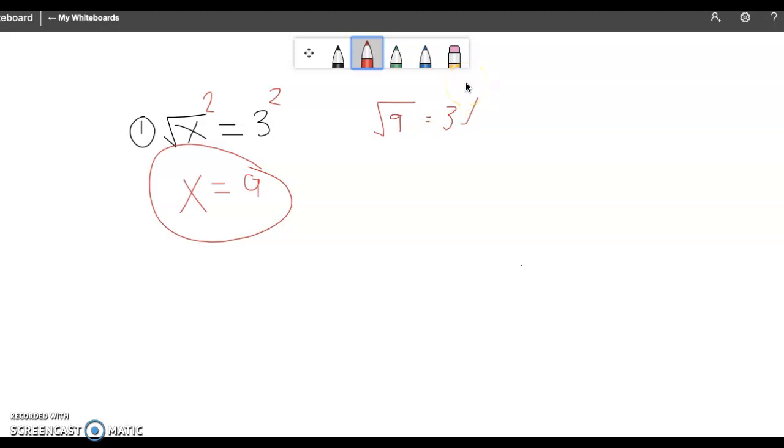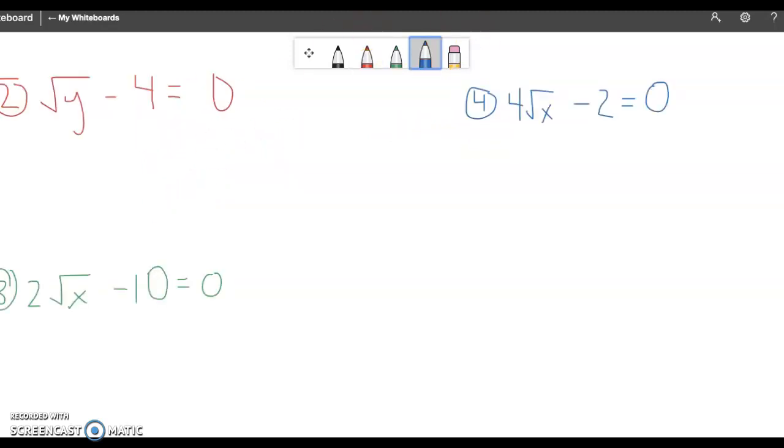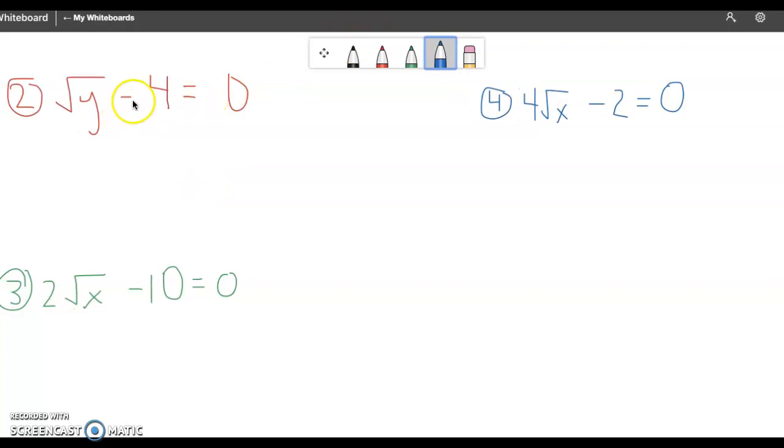I will be making this a little bit more difficult by adding some steps outside of the radical. In these next few examples, if we notice in number 2, I added a -4 outside of the radical. So you always have to get rid of what's not in the radical first before you can square anything. Since -4 is outside of the radical, the opposite of -4 is to add 4 on both sides. So that cancels out, and now we're adding 4 on the right side, and we're left with the square root of y is equal to 4.